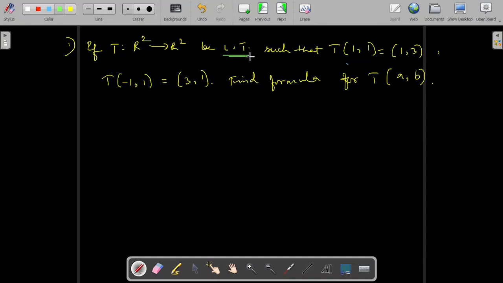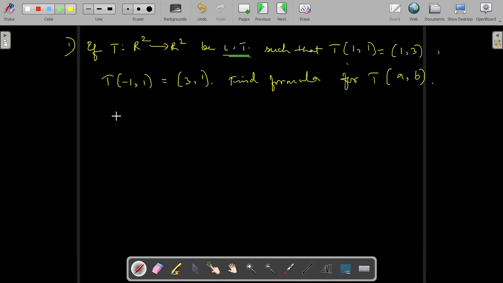It is given to you such that (1, 1) goes to (1, 3) and (-1, 1) goes to (3, 1). So using these two vector mappings, you have to find a formula for T of (a, b), where any vector (a, b) of R square goes to after applying the transformation.